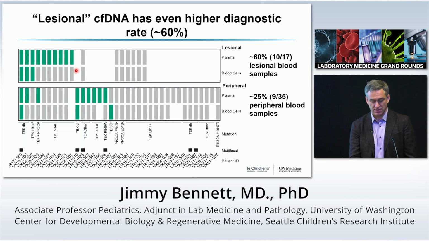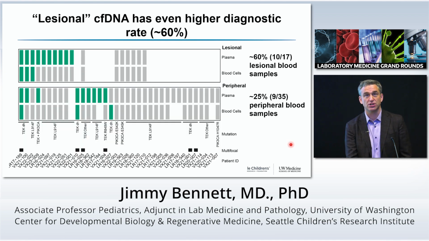And so, sorry, this is a kind of complicated plot, but I'll show you. Every single line here represents an individual patient in the study. At the top it shows whether we were able to collect lesional blood from them. We separated the lesional blood into plasma, or we also examined the blood cell pellet from the lesion. And then we did the same thing for peripheral blood. You can see it's a lot easier to get peripheral blood. And the bottom shows the patient ID, and then here are the different mutations.